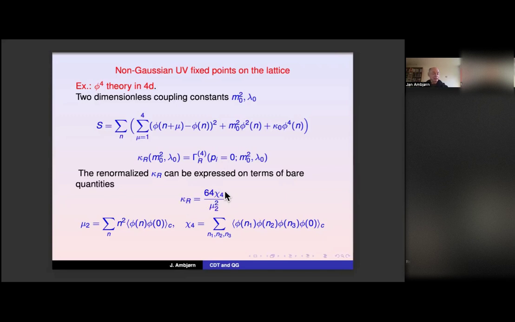The expression is given here, where this susceptibility is just a Fourier transform at zero momentum. It corresponds to this, but it is the connected function, not the one-particle irreducible function. Then you divide by the 2-point function, the second derivative in the momentum, and that is squared. So you see that this normalized coupling constant can be expressed very explicitly in terms of bare quantities on the lattice, although usually it is a somewhat complicated expression.